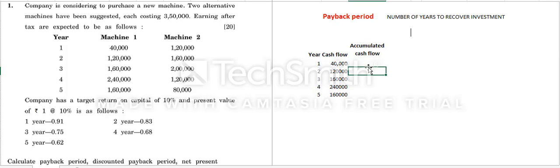So accumulated cash flow is nothing but how much cash flow we are getting at the end of years. So in the first year we are getting 40,000. At the end of second year we are getting 40,000 plus 1,20,000, so we are going to add both these numbers. So what we get is 1,60,000. At the end of third year we'll add first, second and third year cash flow.